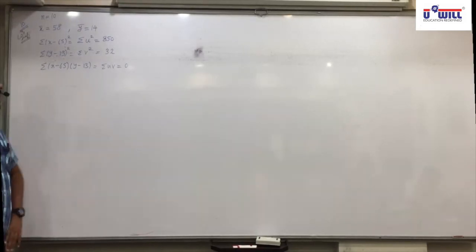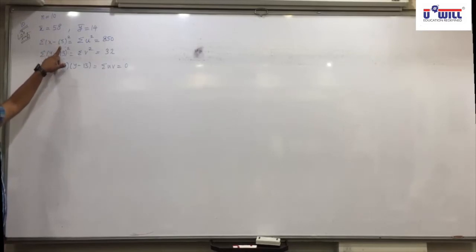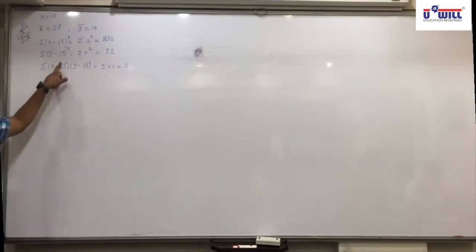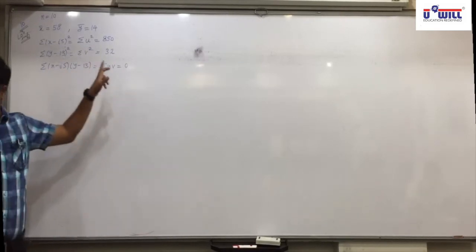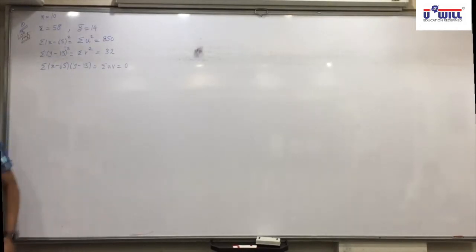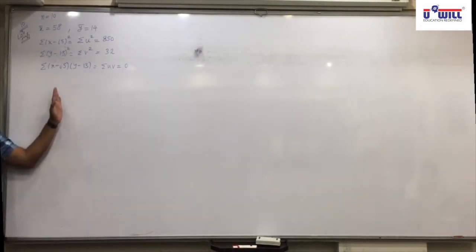Be careful in the bracket. If they use the number 58, then you could say x minus x bar. But the condition is that both the places they use x bar 58 and y bar 14. If any one of the places does not use that number, then you cannot say it is x minus x bar and y minus y bar; you take it as u and v only. Now how to find sigma u and sigma v? All of you have written this?